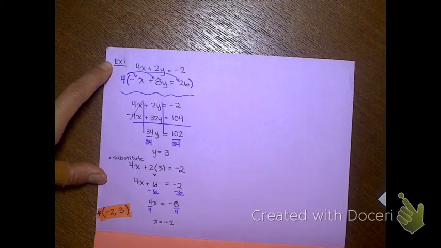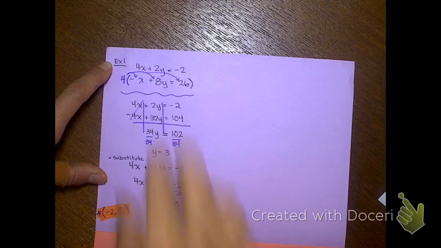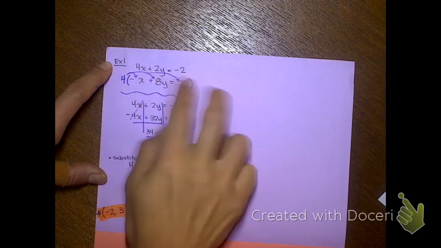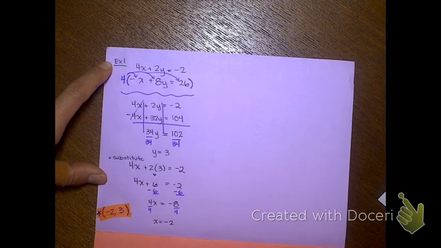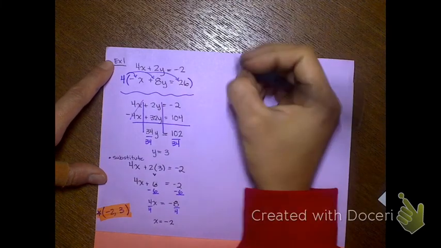If you did it right, okay? If it's not coming up that you get the same number on both sides, then you've done something wrong. You need to go back and rework it, okay? All right, let's take a look at example 2.